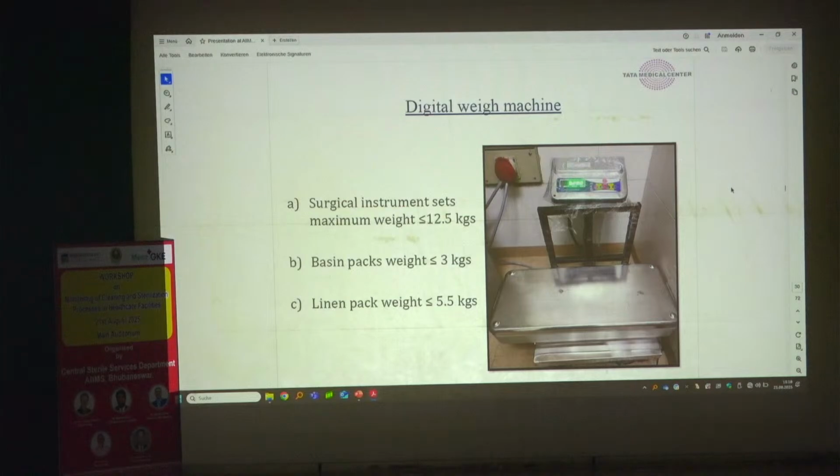This is the digital weight machine. Surgical instrument weight as per AMI guideline is 12.5 kg, the bracing set 3 kg, and the linen pack 5.5 kg. If it is more than that, there is a chance of improper sterilization, so you have to check that before putting it in the sterilizer. You should take the weight of the instrument, basin and linen bag, because we are still using reusable linen for the infected case. The non-infected case, like HIV, hepatitis B, hepatitis C, we use the disposable one.